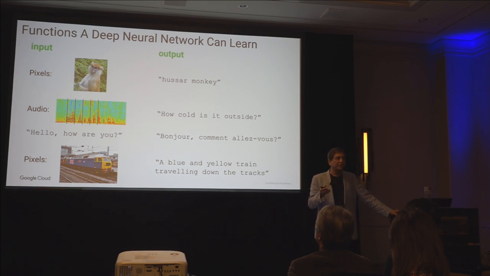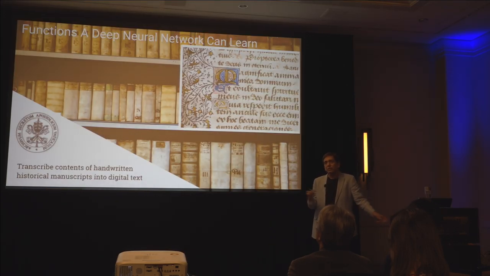You can feed in text, and out comes text in another language. That's a learnable function. You can also feed in pixels and get descriptions of the image. In this case, there's a blue and yellow train traveling down the tracks. And that can be learned by these kinds of functions. You can start putting these together.